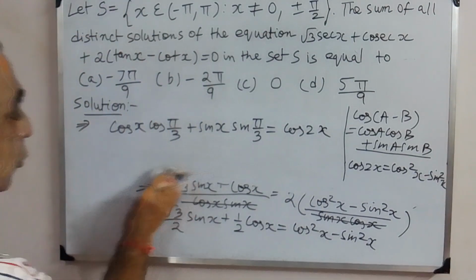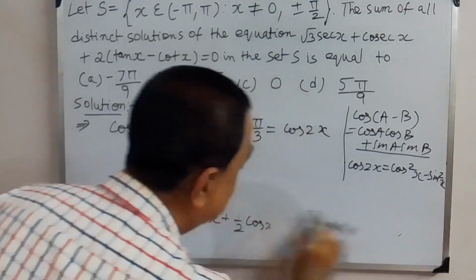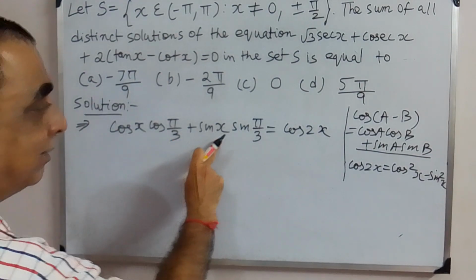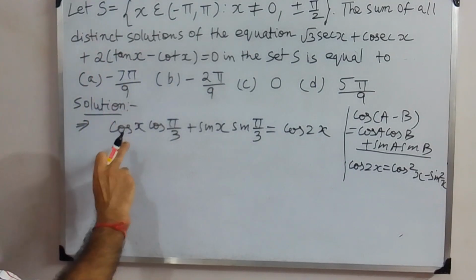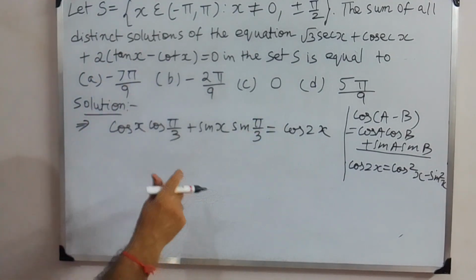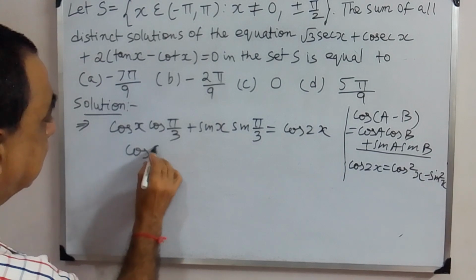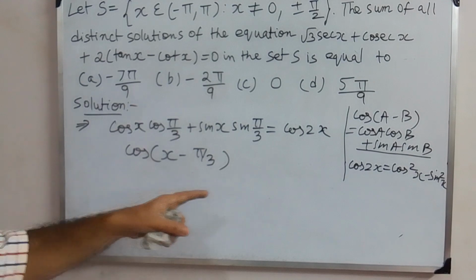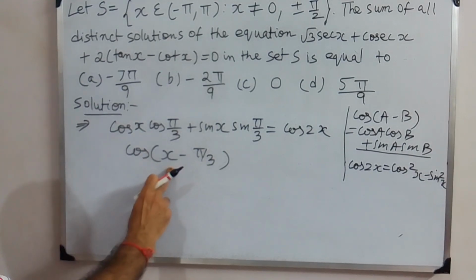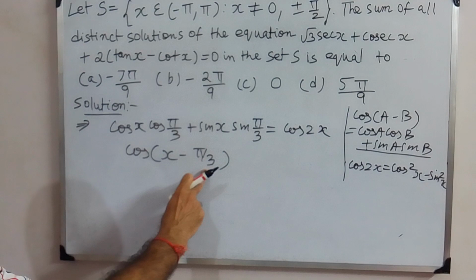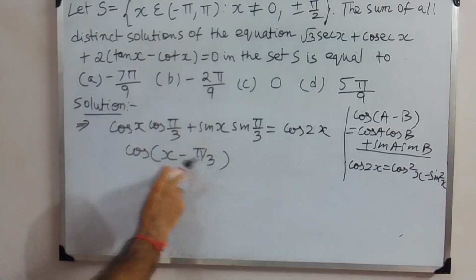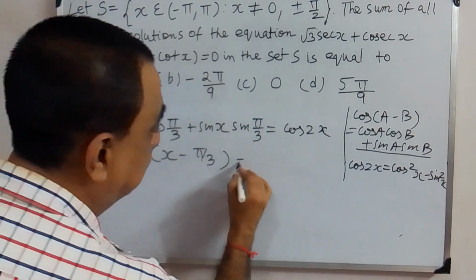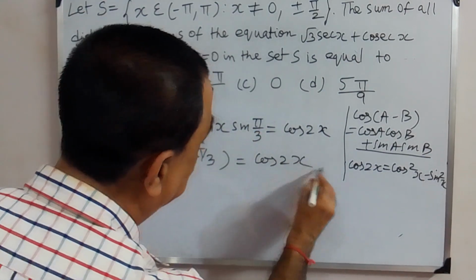Now see here, what we have got here. We are getting cos x into cos pi by 3 plus sin x into sin pi by 3. So this is cos of x minus pi by 3. Because in cos A minus B, in place of A it is x, and in place of B it is pi by 3. So cos of x minus pi by 3 will be cos x cos pi by 3 plus sin x sin pi by 3. So this is equal to cos 2x.